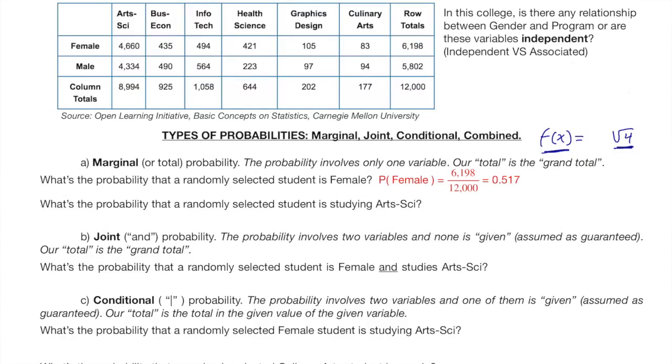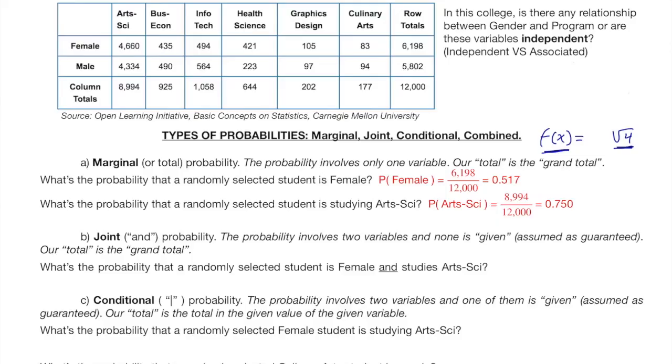Here another example. What's the probability that a randomly selected student is studying art science? Here we are disregarding gender. We work only with program. We denote the question this way, and this is the answer. Among the 12,000 students, 8,994 study art science. Some people say that we call this a marginal probability because we can find the solution in the margins of the table.